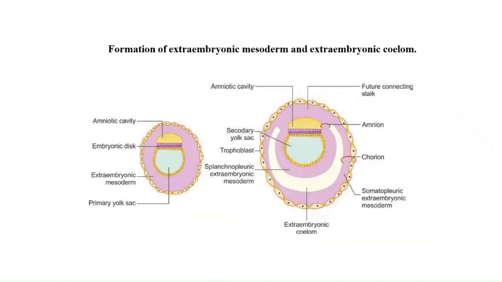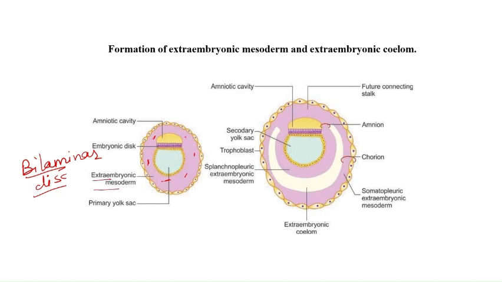So at this stage, we can say there is a bilaminar disc formation. The disc name is bilaminar, as we have two layers only, epiblast and hypoblast, which are going to be the future ectoderm and endoderm. So in this picture, you can see the next stage is the formation of this pink color structure, that is nothing but the extra embryonic mesoderm.